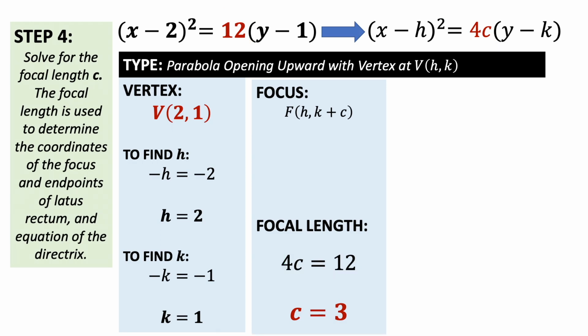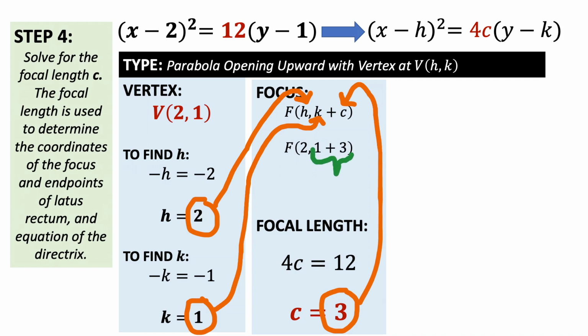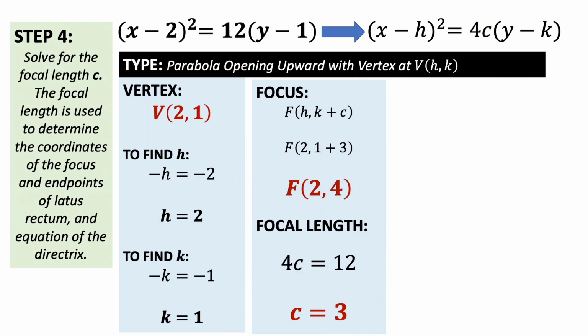Now that we have the focal length, h and k, we will substitute their numerical values to the formula for focus to determine its coordinates. We have (2, 1 + 3). Simplifying it, 1 plus 3 is 4. Therefore, the focus is at (2, 4).